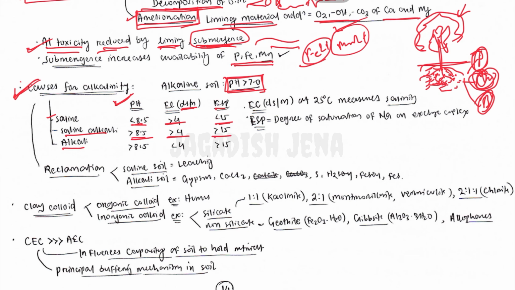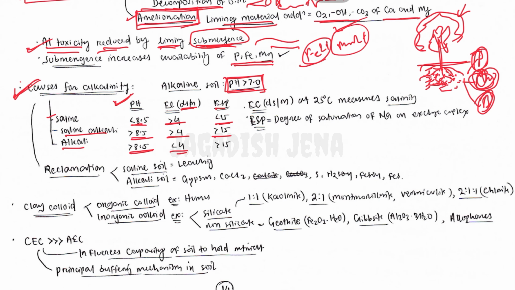For alkaline soil, the pH is more than 8.5 but EC is less than 4, because in alkaline soil you find the dominance of sodium, like sodium carbonate and sodium bicarbonate, but here the soluble salt concentration is very low. Soluble salts means calcium chloride, magnesium chloride, calcium sulfate. This concentration is very low, so that's why the EC, or electrical conductivity, is low.